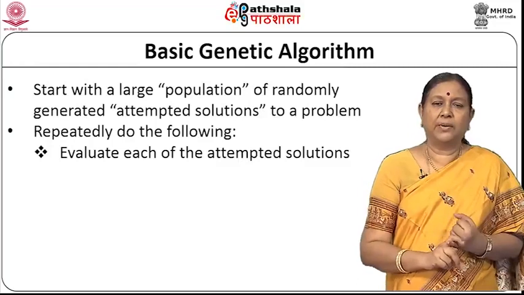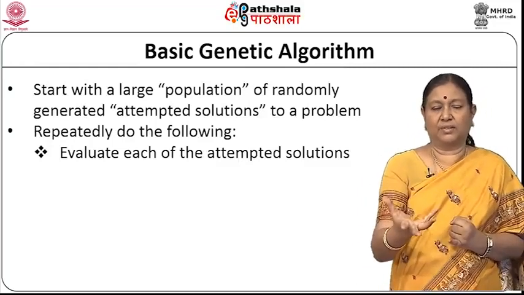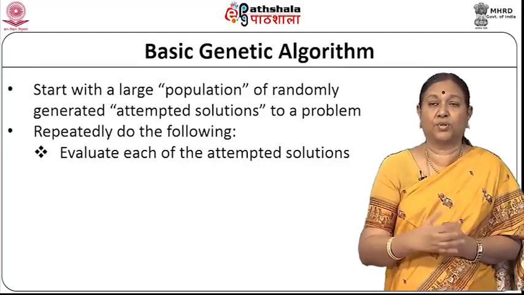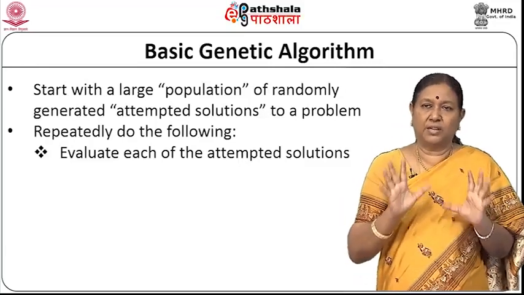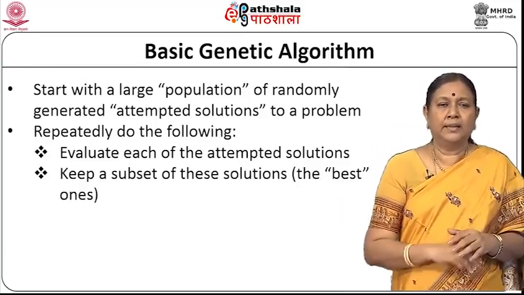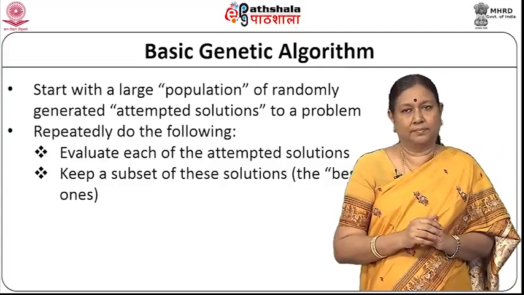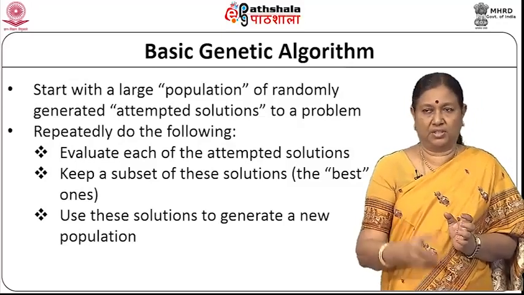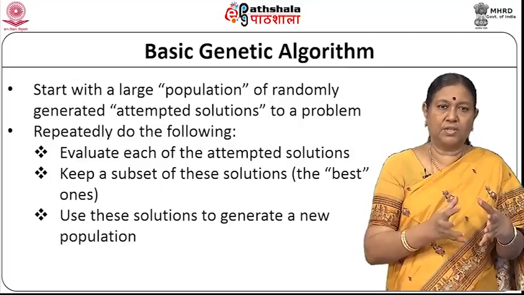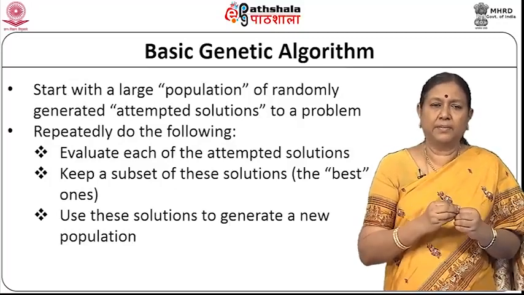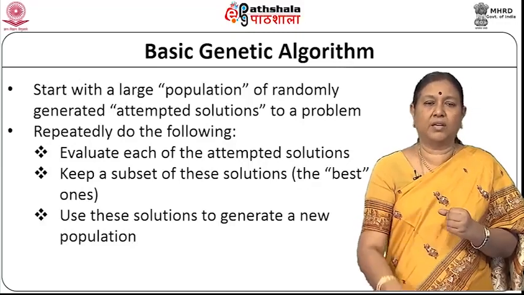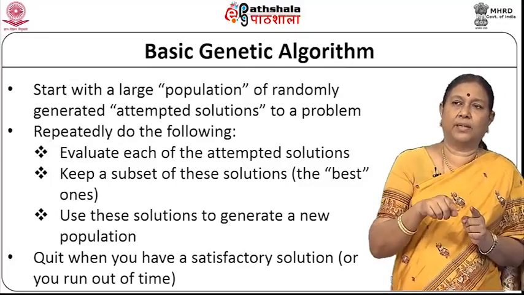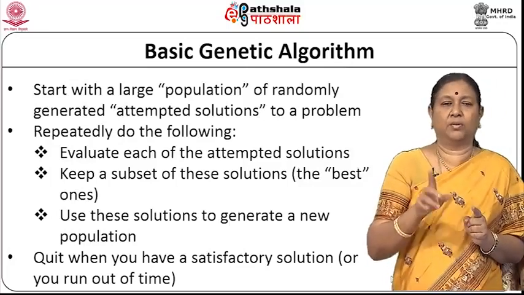So, what do you do? Evaluate each of the attempted solutions. So, you have got a set of solutions, initial solutions, which can be random, but as you go along in each iteration it becomes better and better, supposed to become better and better. So, evaluate each of the solutions. Okay. Then keep a subset of these solutions as the best ones, keep a subset. Okay. Then what you do? You use these solutions to generate a new population. Okay. So, from the attempted solutions you evaluate it, keep a set, and from that use these ones to generate a new population, and you keep doing this again and again. So, now you have a population, evaluate it, select it, do the modification, create new ones and go on.